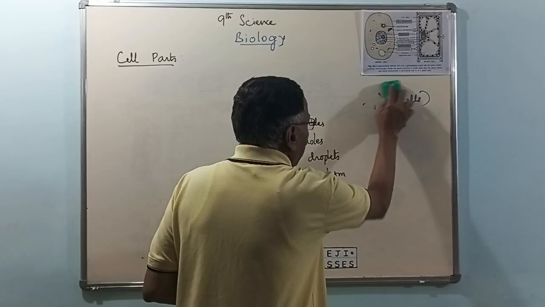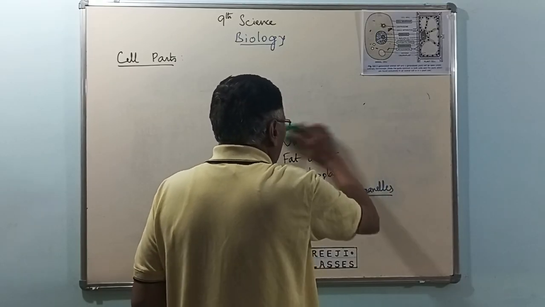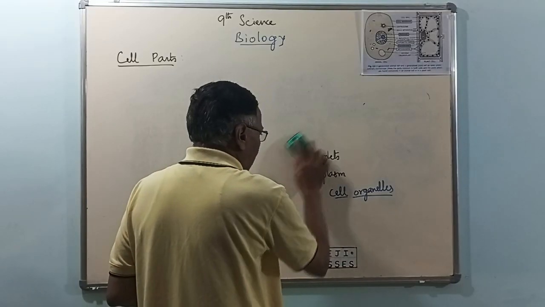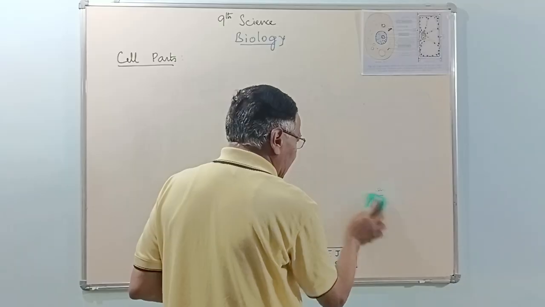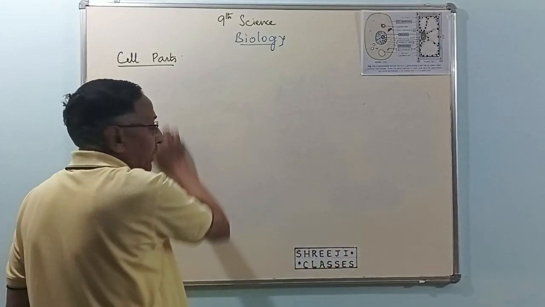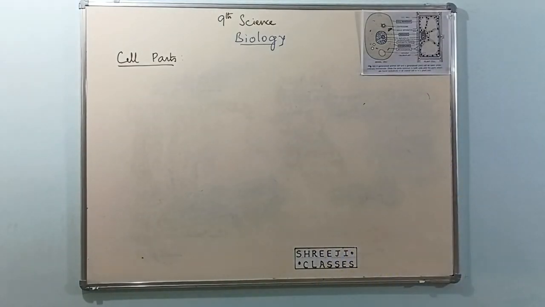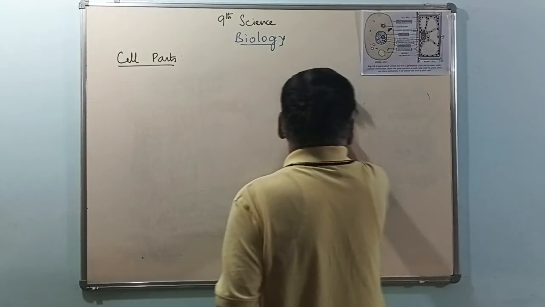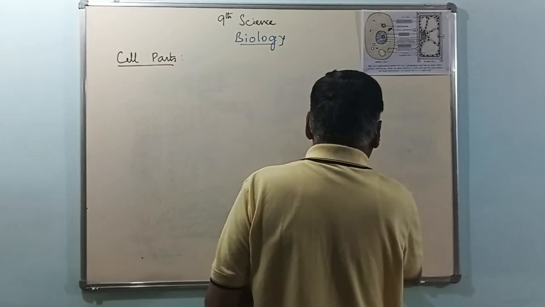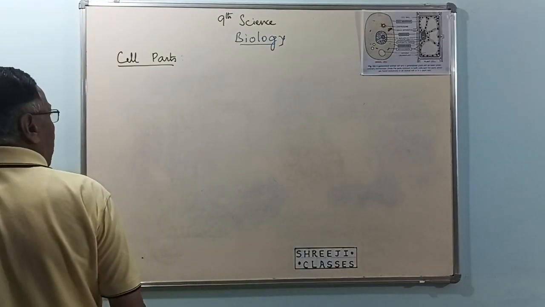Which are the membranous organelles and which are the non-membranous organelles? Let us see now. Membranous organelles means the organelles which are bound by a single layer or a double layer, and non-membranous organelles are not bound by any membrane. We call them as non-membranous organelles.